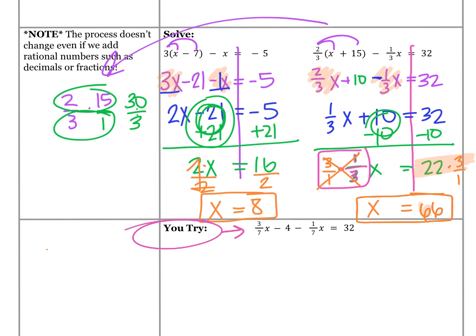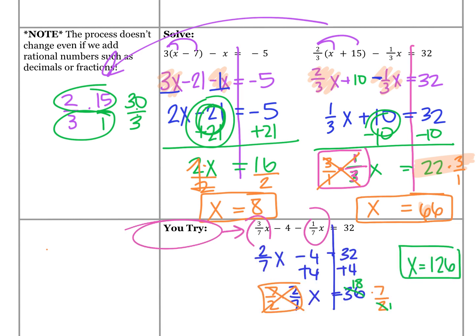This one is a little bit trickier because our fractions get a little bit more complicated, but it's very similar. They don't even have the distributive property to worry about in this example. If you are curious about the correct answer, it is 126.